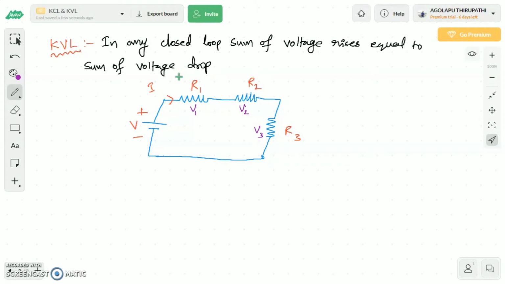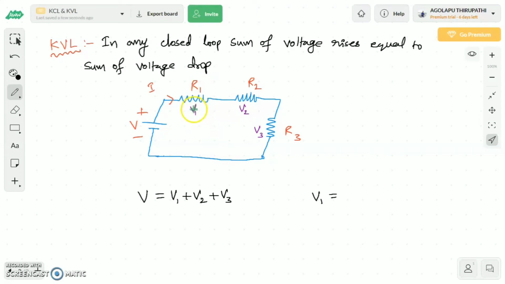So therefore from this definition, from the statement, we can write sum of voltage rises. So in the circuit we have only one voltage rise, that is V. Sum of voltage rises, that means V is equal to sum of voltage drops. So what are the voltage drops? Here we have three voltage drops, V1, V2 and V3. So therefore take sum of voltage drops, V1, V2 and V3. Okay. So we know that V1 value. What is V1? V1 is the voltage drop across resistor 1.